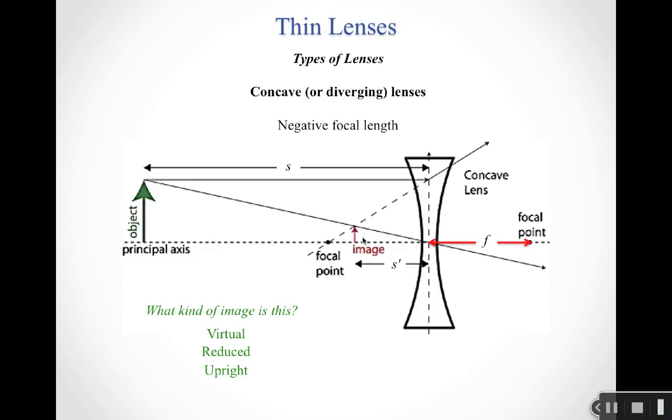And so what we'll see is converging lenses can form different types of images. Concave lenses only form one type. So this is what you're always going to get with a concave lens. You're always going to get a virtual reduced upright image.